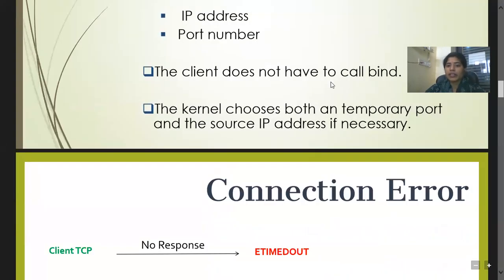The client doesn't have to call bind. The kernel chooses both a temporary port and the source IP address if necessary. The kernel chooses the IP addresses and the port numbers of both sides, client and server.